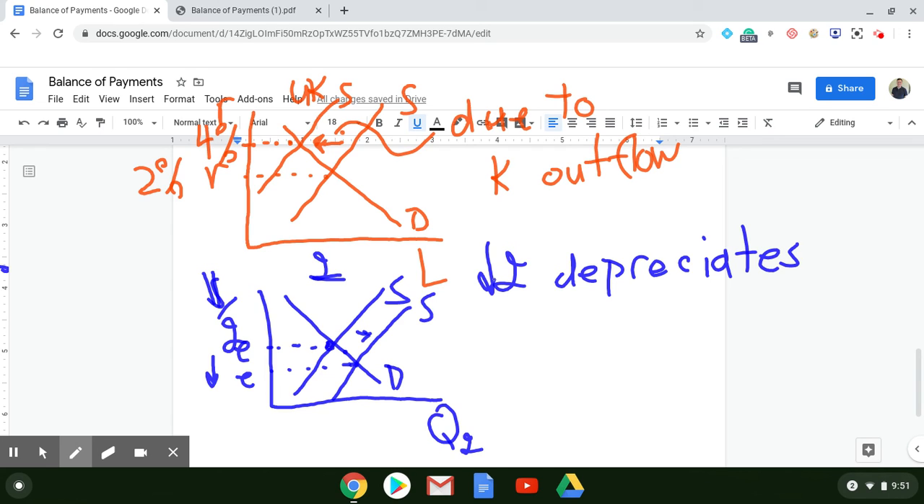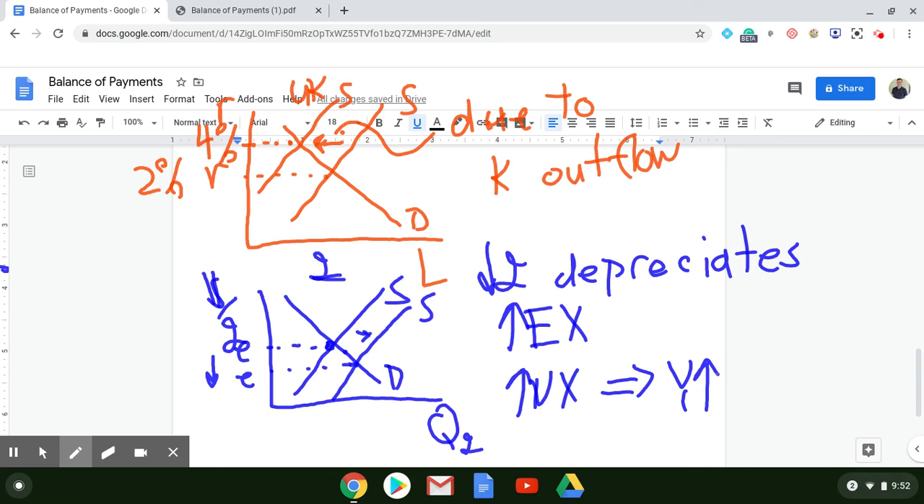That makes goods and services in the United Kingdom look like they are less expensive to the rest of the world. So exports go up, net exports go up, and output increases.